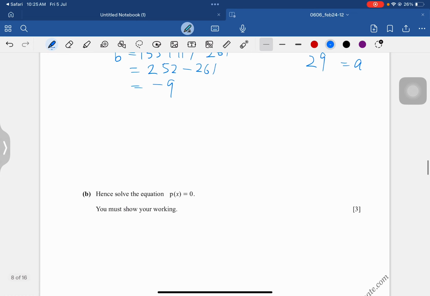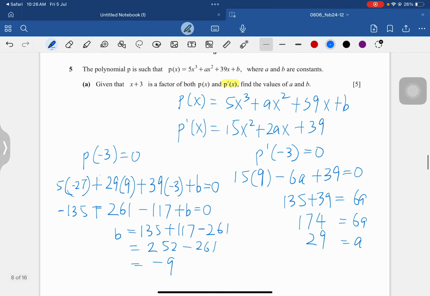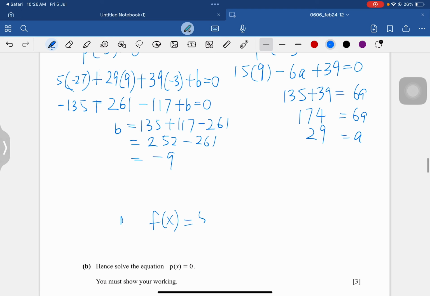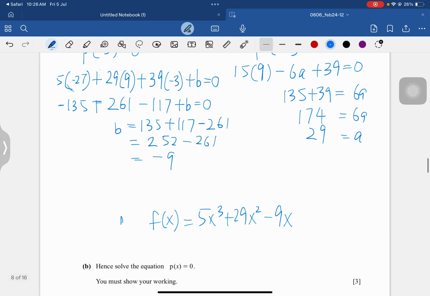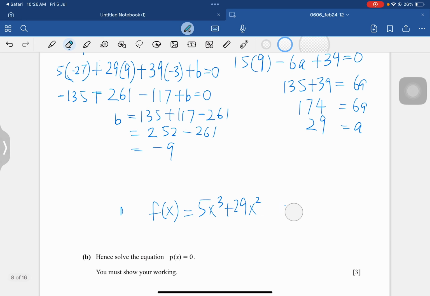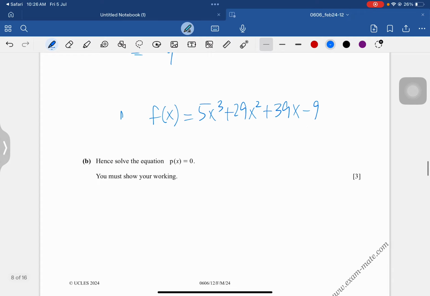Hence, solve p of x equals to 0. So I write here, my f of x is going to be 5x cubed plus 29x squared plus 39x, sorry, plus 39x minus 9. Since x plus 3 is a factor, over here I will apply synthetic division.